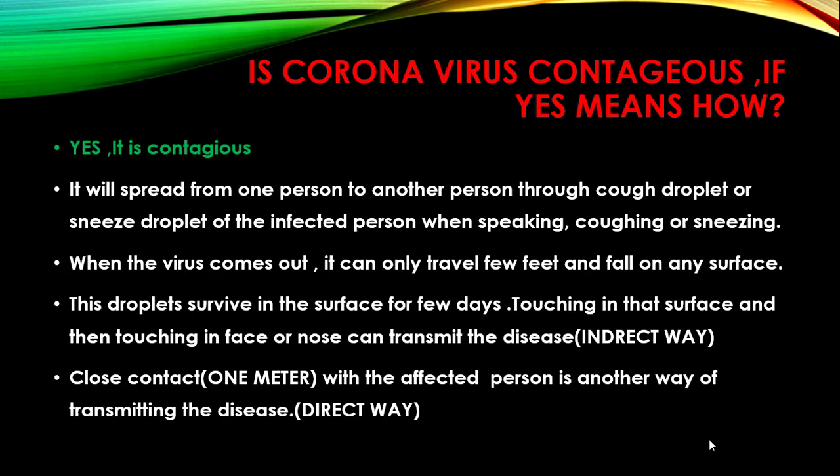It is a contagious disease. It spreads from one person to another through cough or sneeze droplets of the infected person when speaking, coughing or sneezing. When the virus comes out, it can only travel a few feet and falls on any surface. These droplets survive on the surface for a few days. Touching that surface and then touching the face or nose can transmit the disease. Another way of transmission is close contact. So these are all the direct and indirect ways of transmission of coronavirus from person to person.